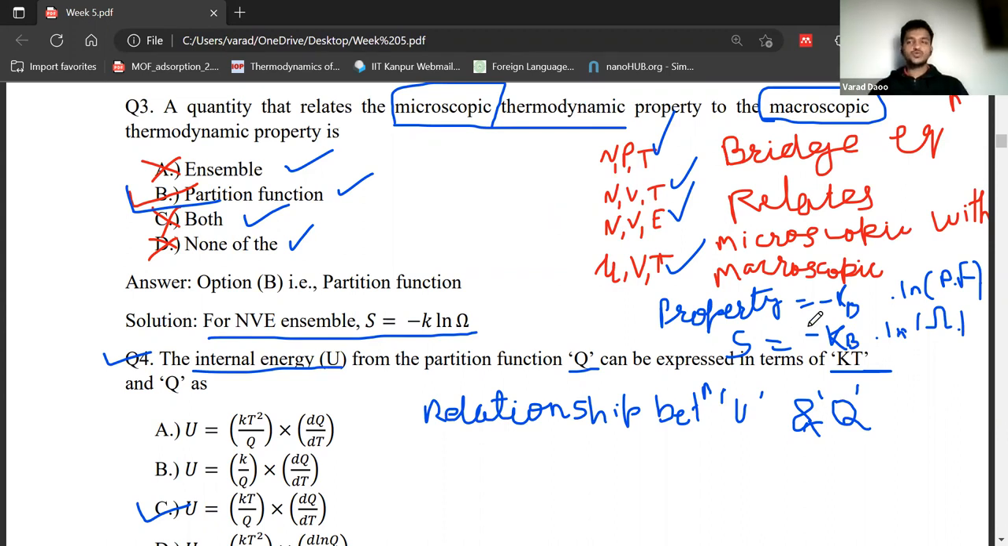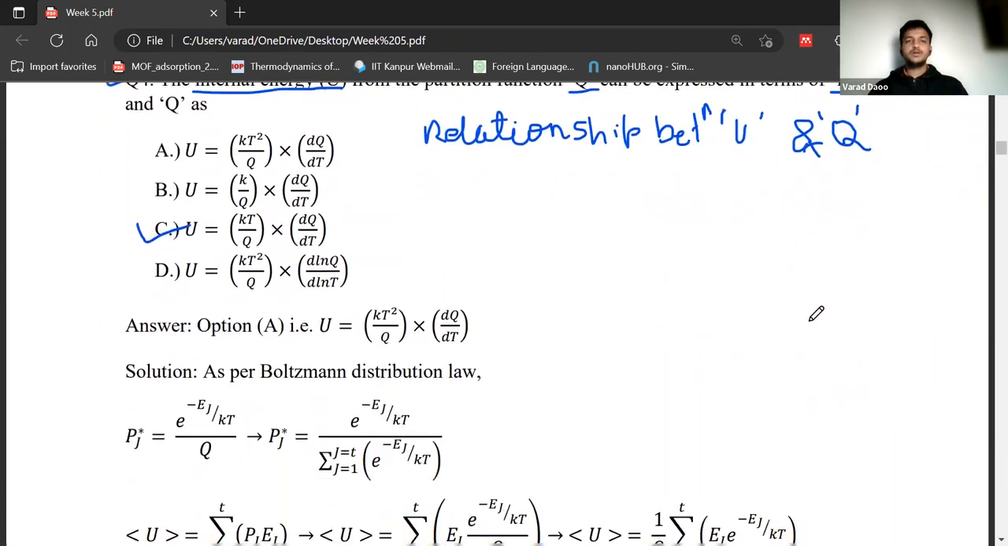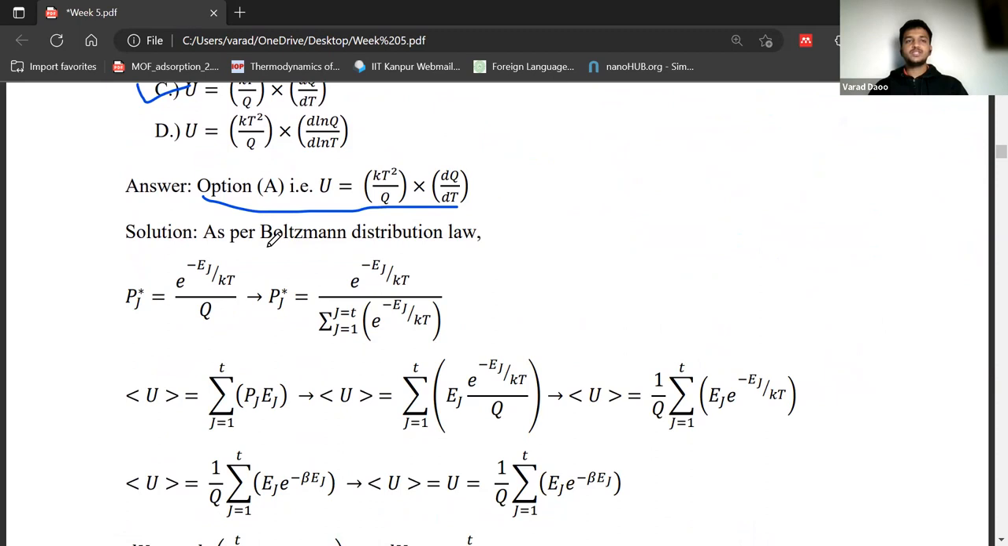Okay, so we'll move on to solving the question. We want to find the most probable distribution, and that is given by the Boltzmann distribution. According to that, P_j star represents the probability of having equilibrium. It is also called the equilibrium distribution or the most probable distribution, right?